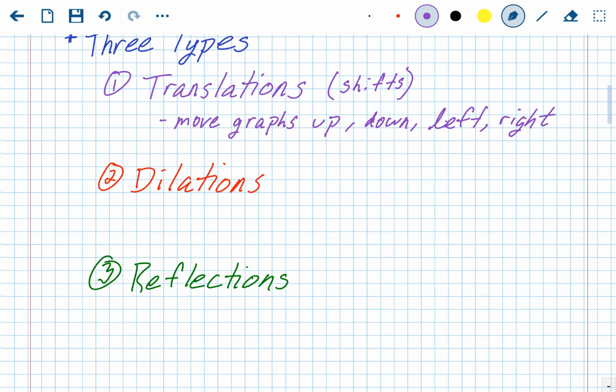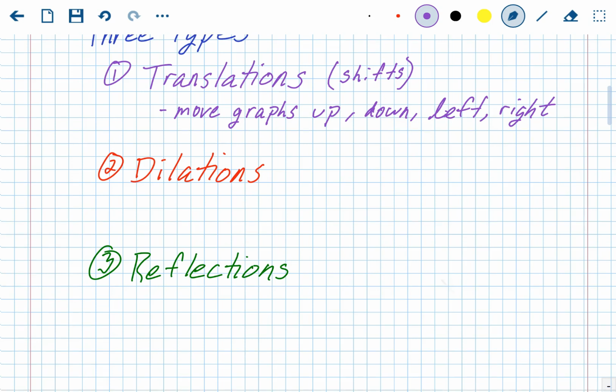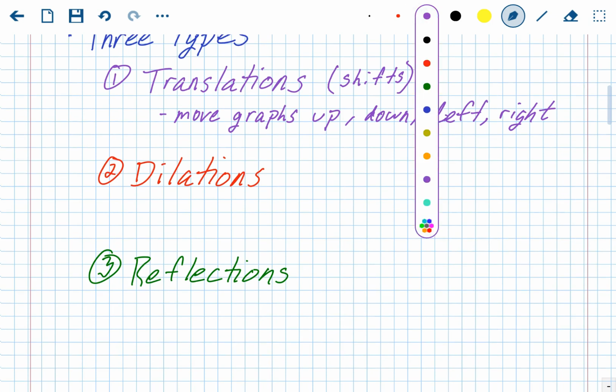Now you could have multiple translations in each graph. Obviously you can't move left and right at the same time, but you can move up and to the left or up and to the right. So there could be multiple translations on each of these. The second one up is dilations.